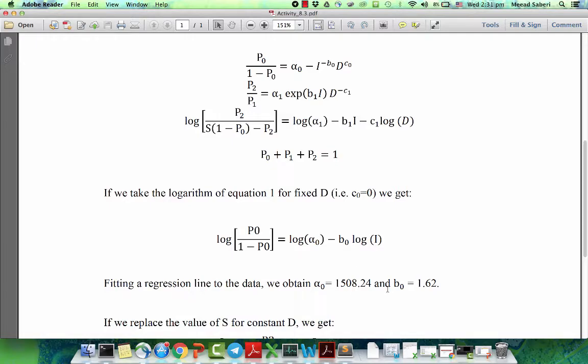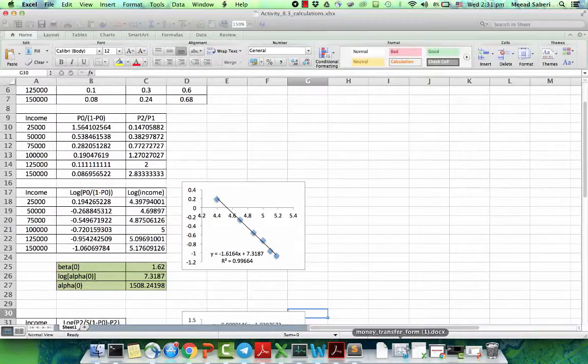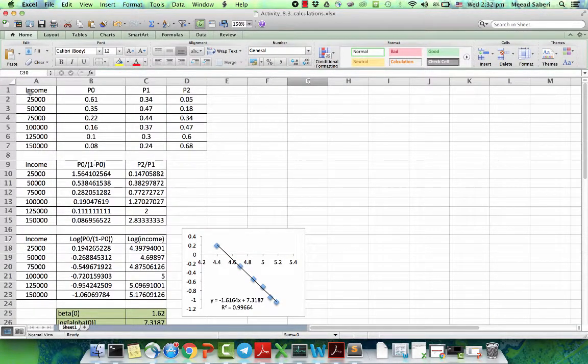So I've actually done that in an Excel file. So here I have the probabilities of 0 car, 1 car, and 2 car for different income levels as given in the problem. Then, for every income level, I calculate the ratio of P0 over 1 minus P0, which I needed for the first equation. I also calculate P2 over P1, which I needed for the second equation, which we will cover in a minute.